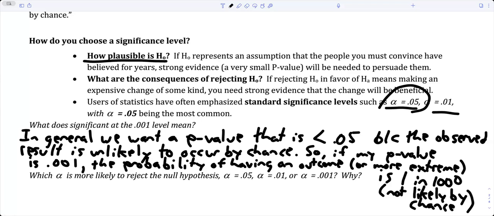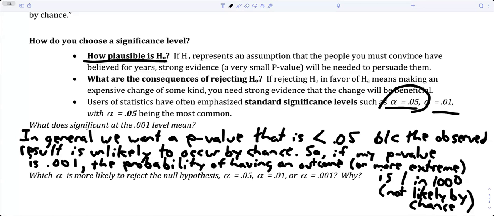Okay, in general, we want to reject H0. Right? Because the whole reason that we're doing this is that we are thinking that there is an alternative hypothesis. Okay. So if it is significant at the 0.001 level, that means it's unlikely to occur by chance. So if my p-value has a probability of that, then that means it would only occur in 1 out of 1,000 times.